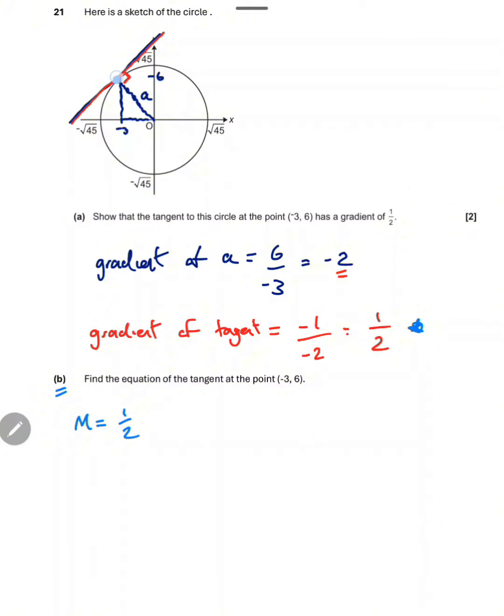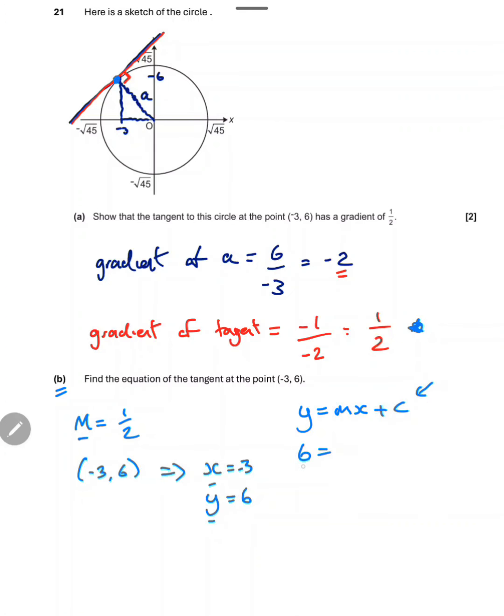I also know a point that it goes through. It goes through the point -3, 6. So from that I can say x equals -3, sorry, and y equals 6. So I've got an m, an x, and a y. If I substitute all those into y equals mx plus c, I'll find c, the unknown. So let's have a look.